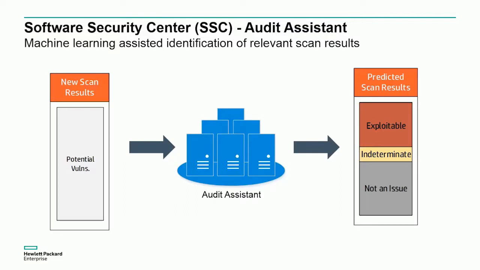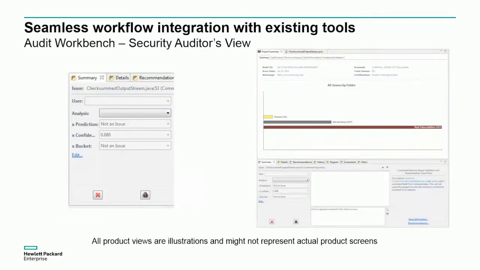What we've introduced is the Audit Assistant feature, which is actually tied into our machine learning-based solution called Fortify Scan Analytics. We are able to take net new scan results and predict with a high degree of accuracy whether or not the issue is exploitable, not an issue, or we're unsure and it's indeterminate. This new technology integrates seamlessly with customers' existing audit processes. Predictions from Audit Assistant are inserted as custom tags into static scan results. These static results can then be viewed in any tool, including Audit Workbench and Software Security Center.